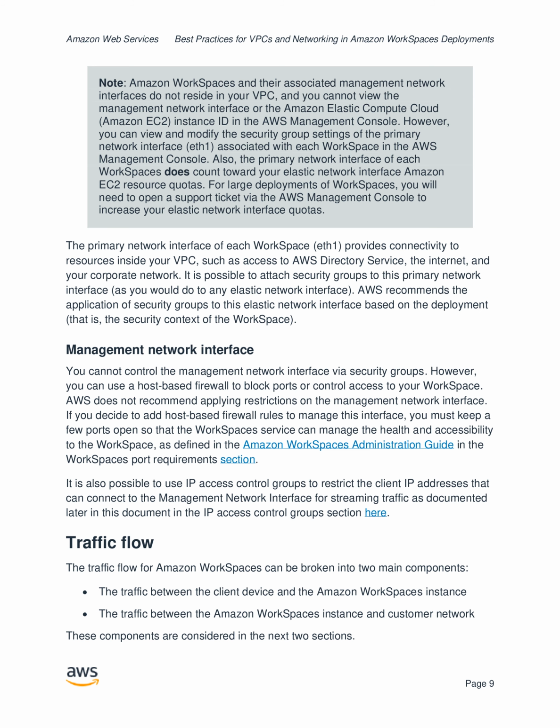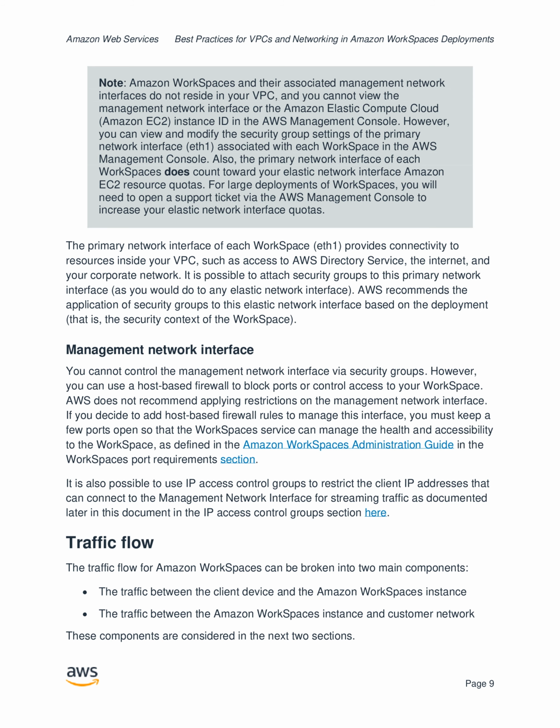The primary network interface of each workspace, ETH1, provides connectivity to resources inside your VPC, such as access to AWS Directory Service, the Internet, and your corporate network. It is possible to attach security groups to this primary network interface, as you would do to any Elastic Network Interface. AWS recommends the application of security groups to this Elastic Network Interface based on the deployment, that is, the security context of the workspace.